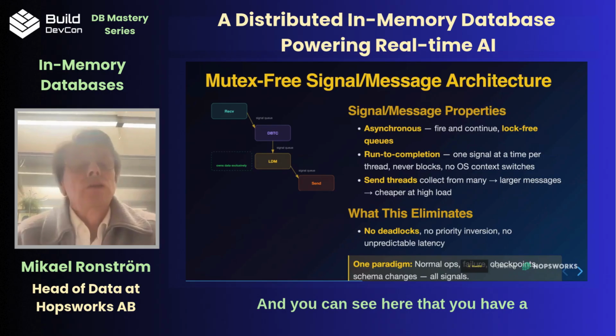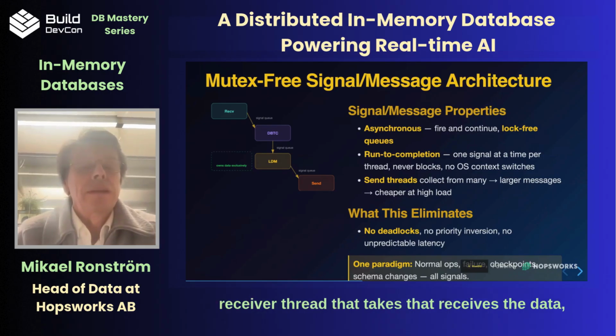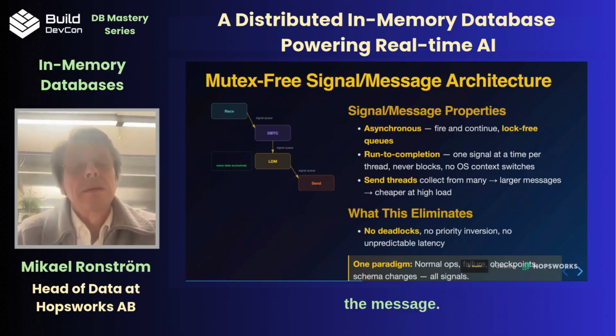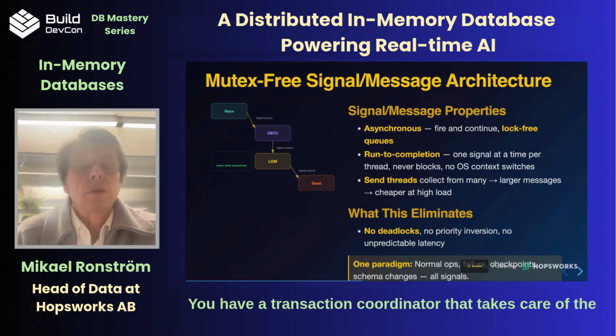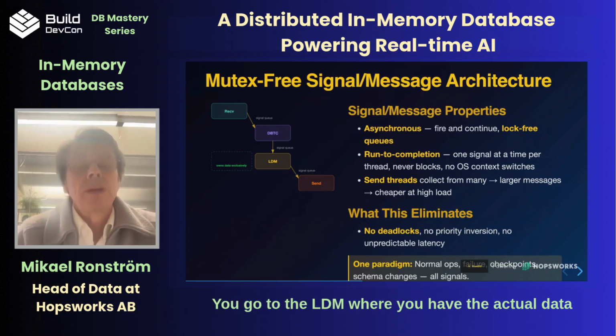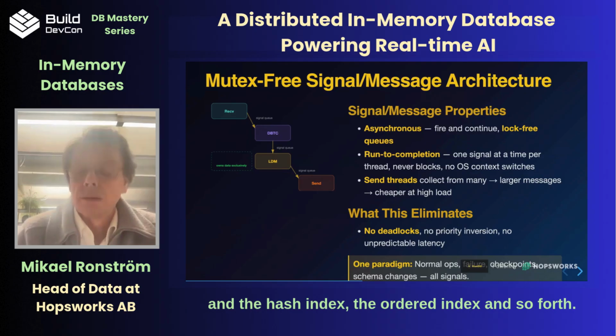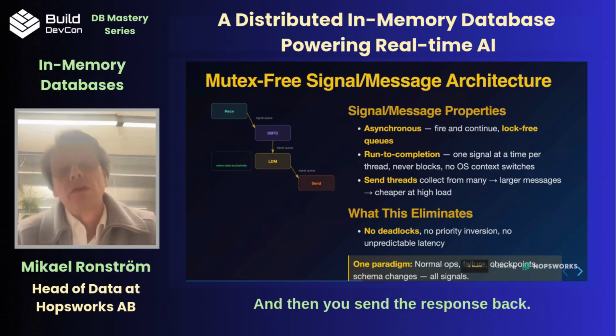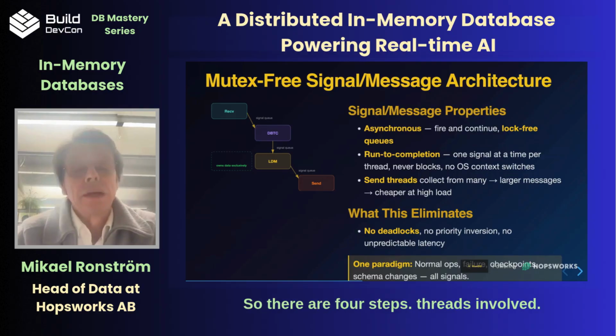And you can see here that you have a receiver thread that receives the message. You have a transaction coordinator that takes care of the next step. You go to the LDM where you have the actual data and the hash index, the ordered index, and so forth. And then you send the response back. So there are 4 threads involved.